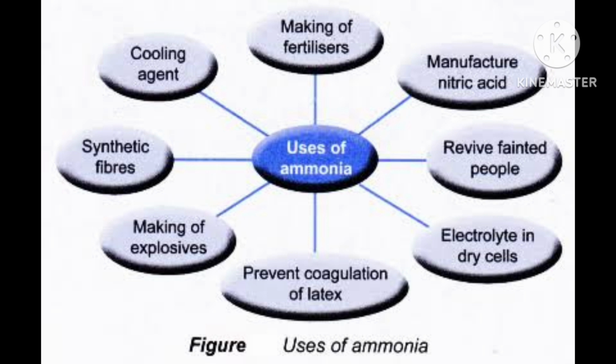Then the four fertilizers from ammonia I told you: first, ammonium nitrate; second, urea; third, ammonium phosphate and ammonium sulfate. As a fertilizer it is used. And in the manufacture of some inorganic nitrogen compounds it is also used, the most important one being nitric acid. In the preparation of nitric acid, ammonia is used. Liquid ammonia is also used as a refrigerant for cooling purposes, you know.